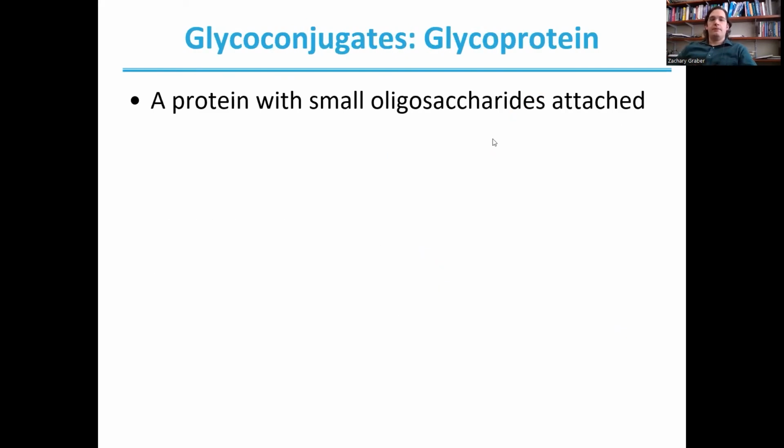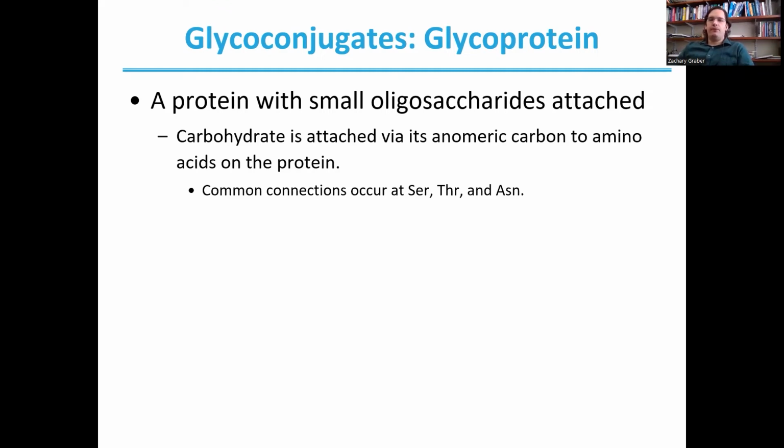A glycoprotein is a protein with a small oligosaccharide polymer attached onto your protein amino acid. So of course, we need to be able to form some kind of bond between our sugars and our protein. This bond will occur as a form of a glycosidic bond between our anomeric carbon, so that would be on our sugar chain, to one of our amino acids. So we'll commonly see it attached to serines, threonines, and asparagines.